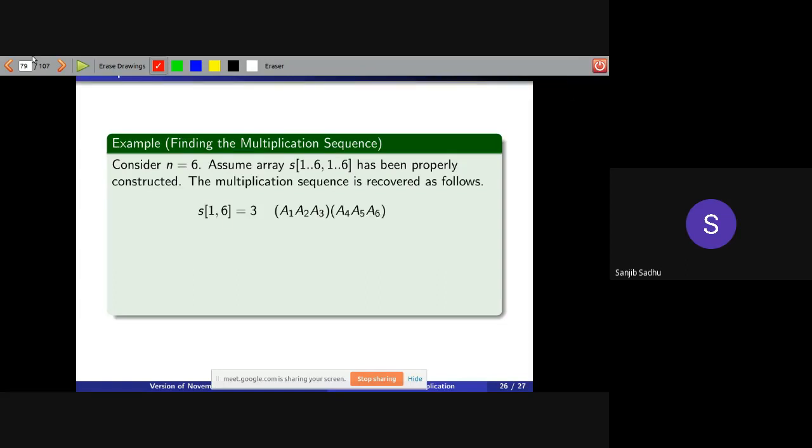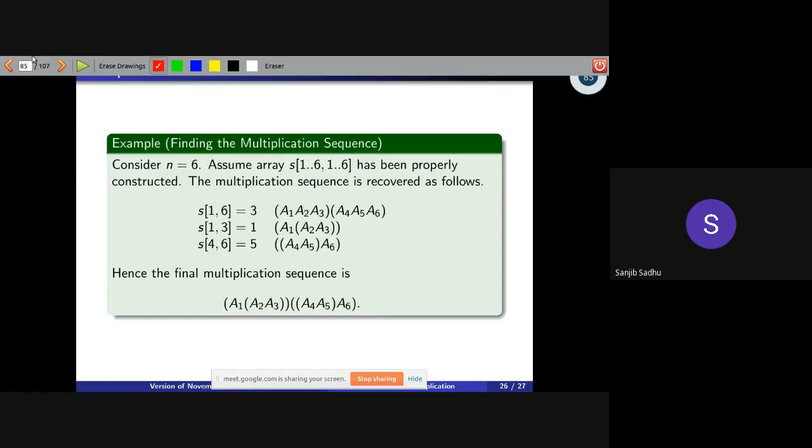Now I should check A1 to 3, that means S_13, and S_46 also. Suppose S_13 is 1. That means after 1, the multiplication will be like this. And S 4 to 6, suppose it is 5. So that means A4 and A5 should be multiplied first, and then 6. So the final sequence is like this. Is it clear?